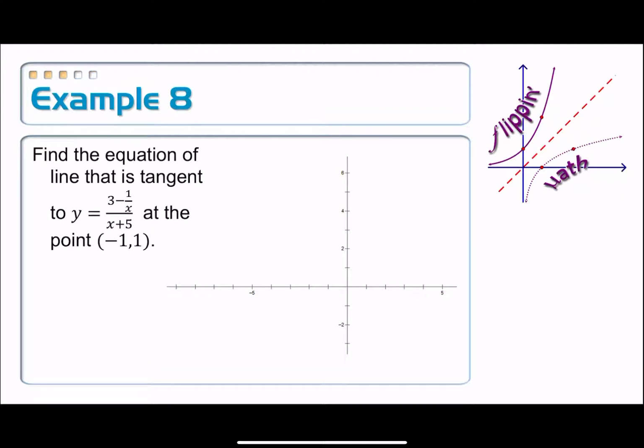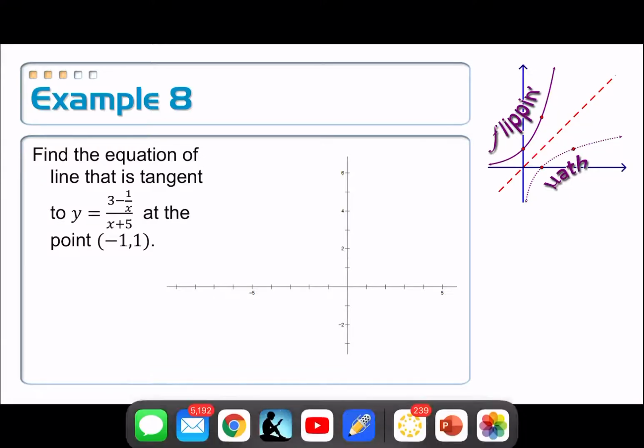Why am I finding the derivative first? Because, remember, that's going to give me the slope everywhere, and then I can just plug -1 in to get the slope specifically at that point, and put them both together to write the equation of the tangent line.